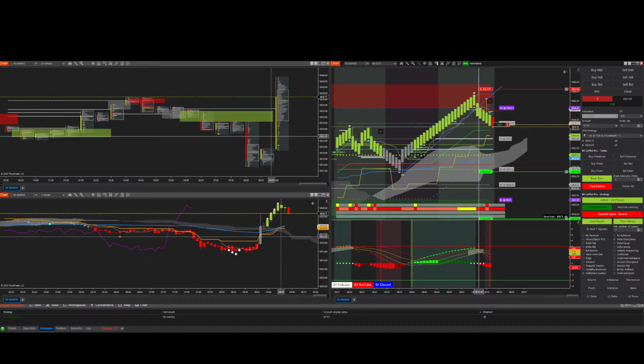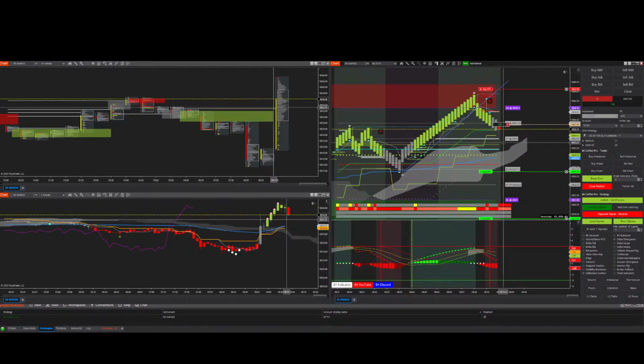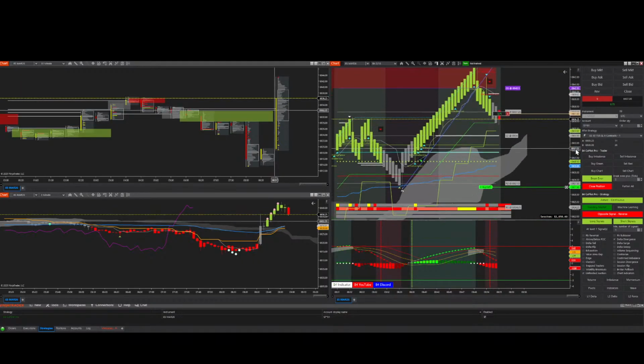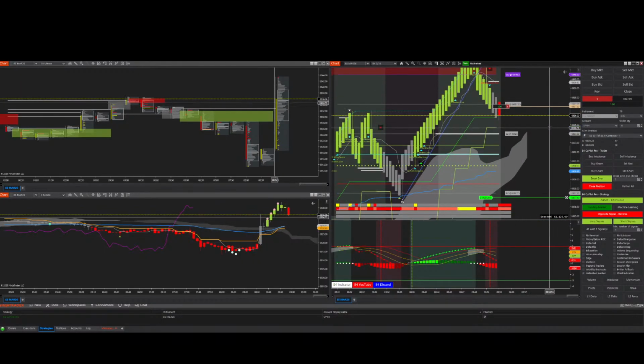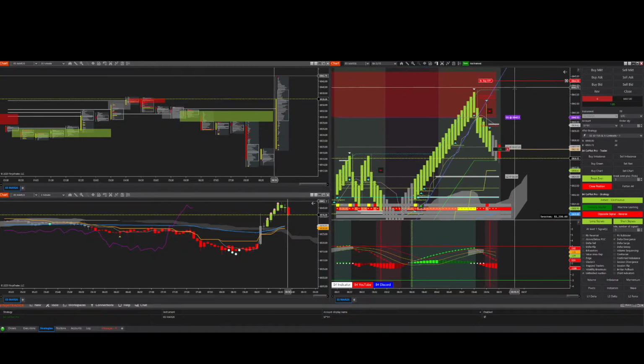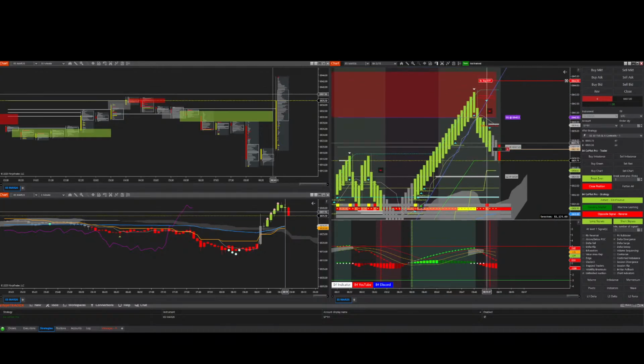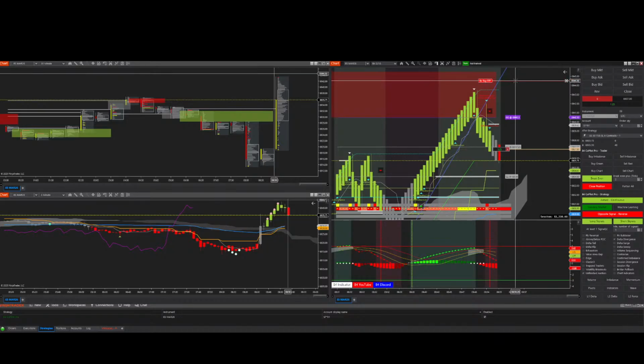Order filled. Now I turned the trend filter off to allow it to take a pullback trade, which this may be short-lived. It may come down to our virgin point of control right here. So I will adjust this stop loss. I did adjust it to let it take this trade.